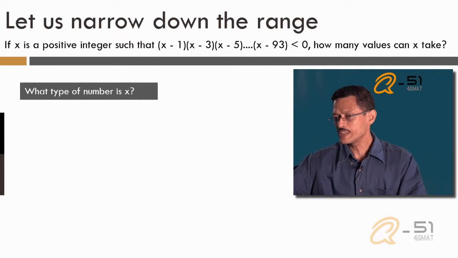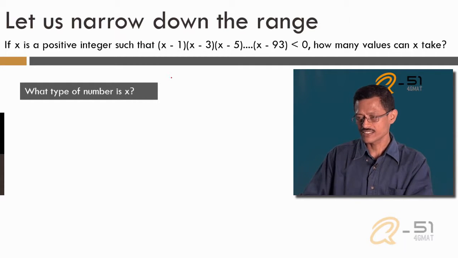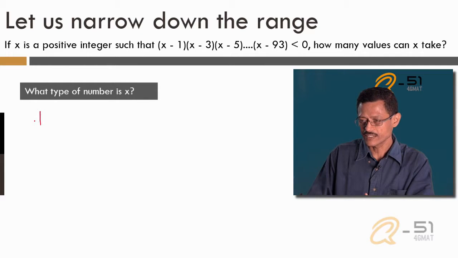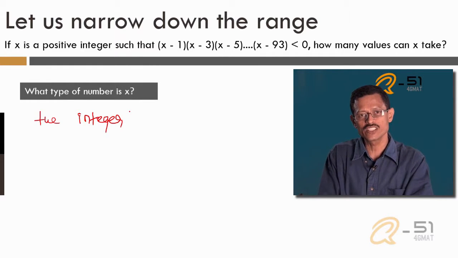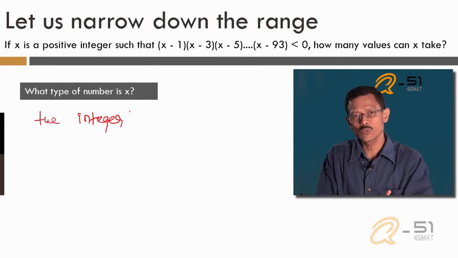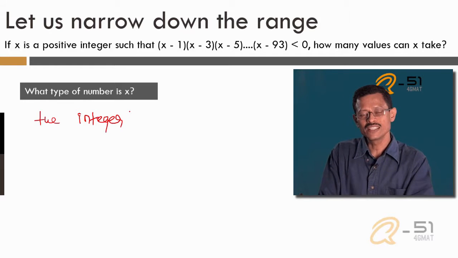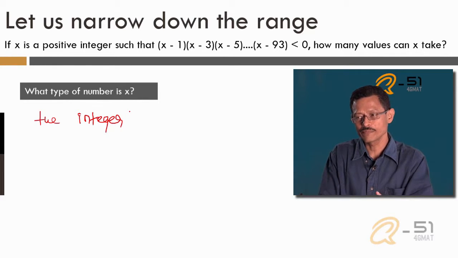Let's look at what we know about the kind of number that x is. X, according to the question stem, is a positive integer. So essentially, this gives us a lot of selectivity to the range of values that we can take. We need not worry about numbers like 3.4. It's not negative, it's not 0, right? So we have to restrict ourselves only to positive integers, which is a very good thing.